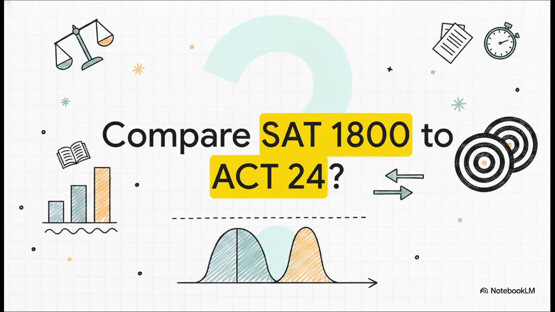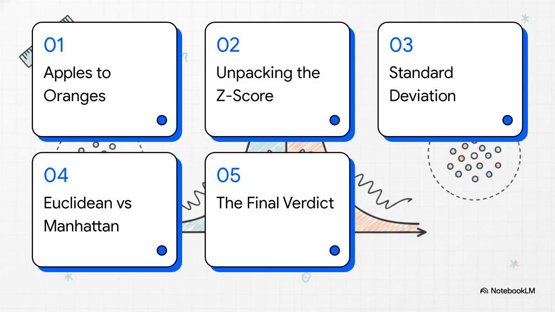How do you figure out who actually performed better when the tests are graded on completely different scales? It's a situation we see literally all the time, right? Whether you're in education, finance, science, how do you definitively declare a winner when the scoreboards don't even look the same? Here is our roadmap for today's explainer.